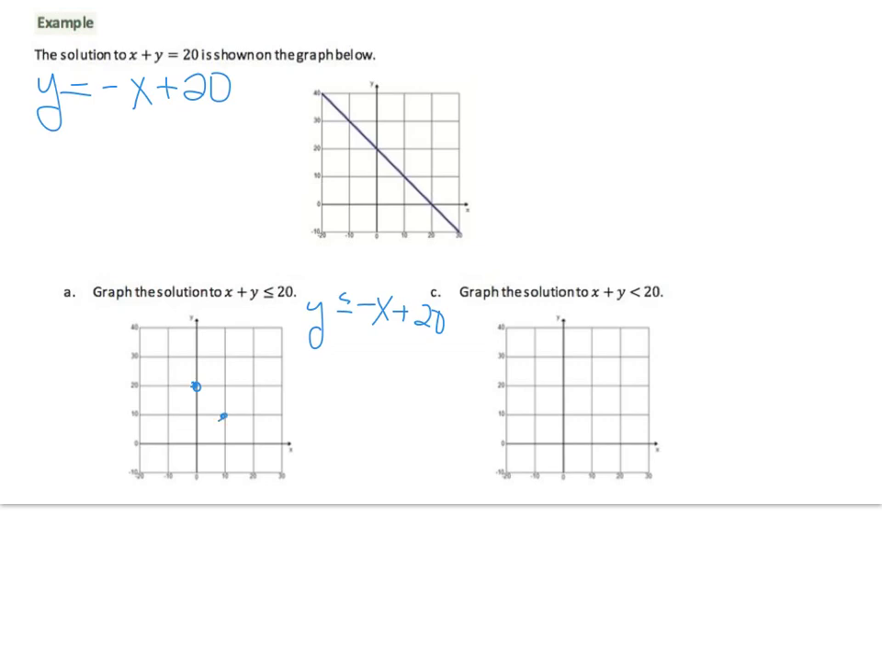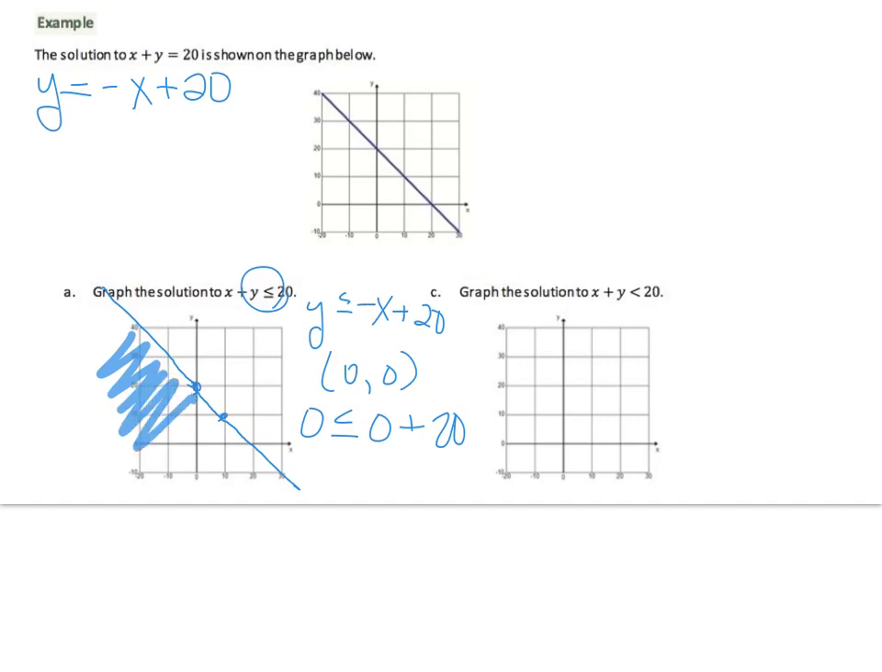This is a solid line because I'm less than or equal to. It would be a dashed line if I were just less than. I'm going to put in my 0, 0 test point, which I always do. Is 0 less than or equal to 20? Yes, it is. So I'm going to shade everything which has the 0, 0 as part of the solution.